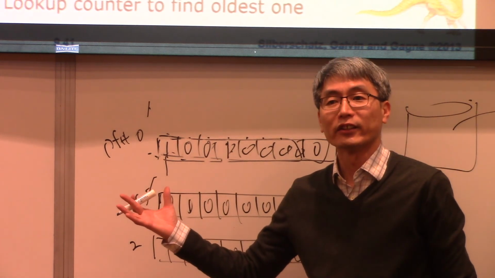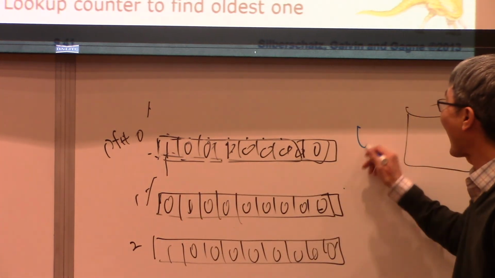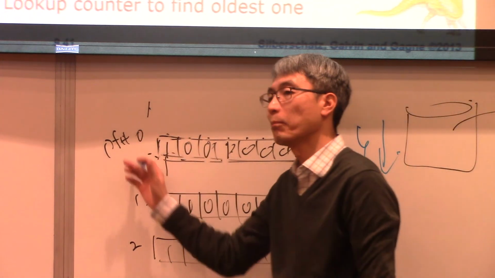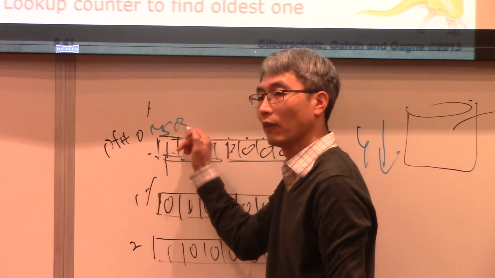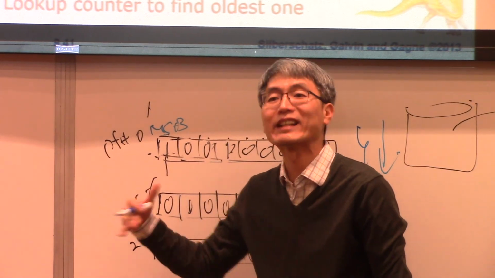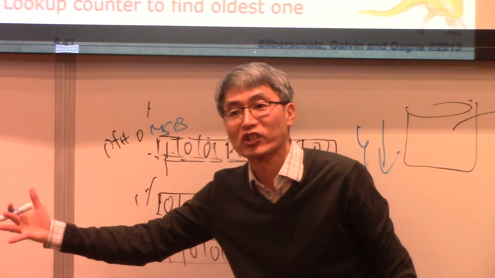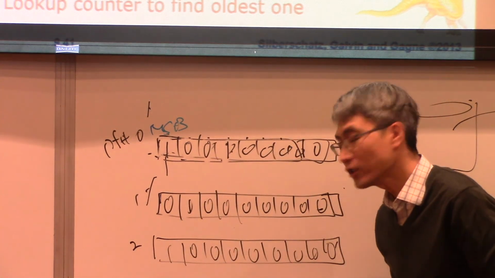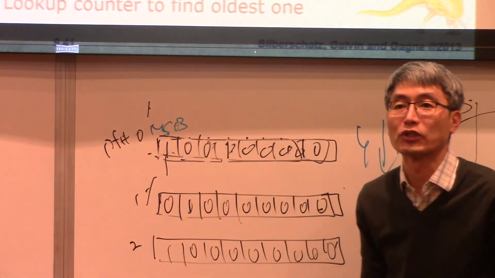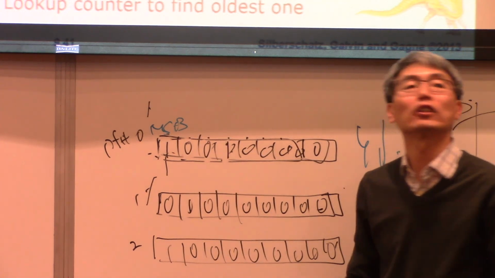What is the idea? If the value is lower, because we update the most significant bit for reference, the highest number means most recently accessed. The lowest number is the least recently used one. So this will be the victim page.